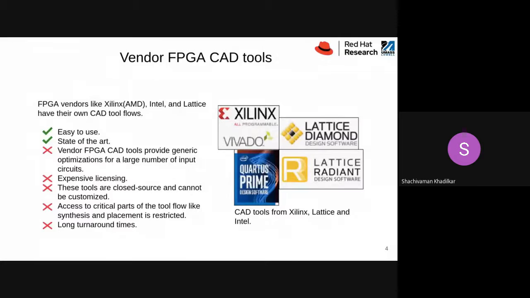Of course, major FPGA vendors like Intel and Xilinx build their own CAD tool flows. These tools are easy to use, state-of-the-art, and produce good quality hardware. But they have their share of problems. Vendor tools provide generic optimizations for a large number of input circuits. They also have expensive licensing. And as these tools are closed source, they cannot be customized. Vendor CAD tools also often have long turnaround times.